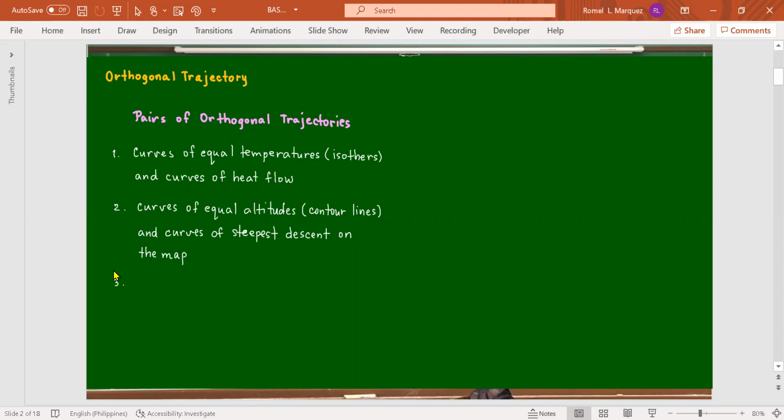Another one, we have equipotential curves and curves of electric force. These are just some of those pairs of orthogonal trajectories.